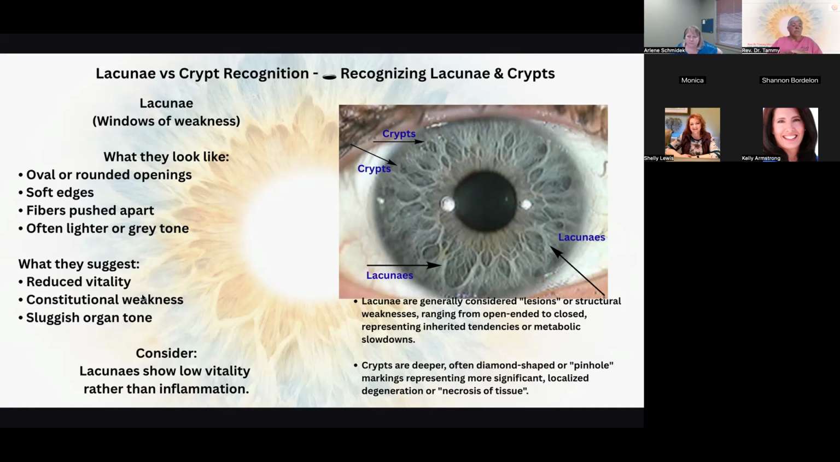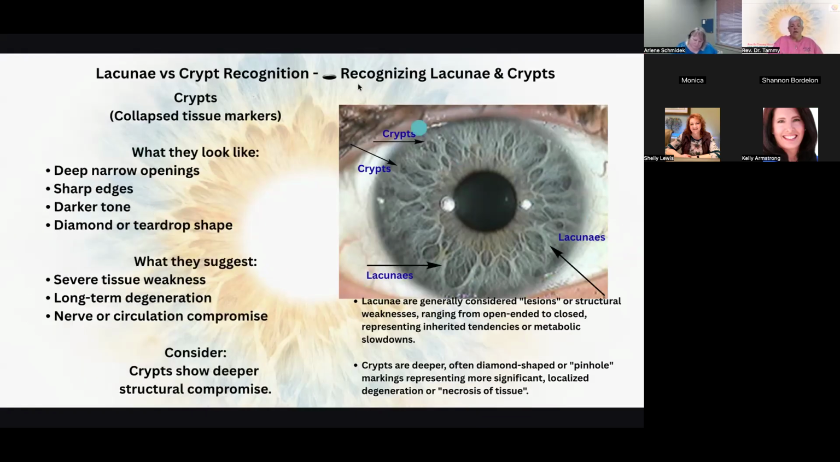And it really shows constitutional weakness, sluggish organ tone. So really consider, lacunas show low vitality rather than inflammation. Now, crypts, on the other hand, same eye.